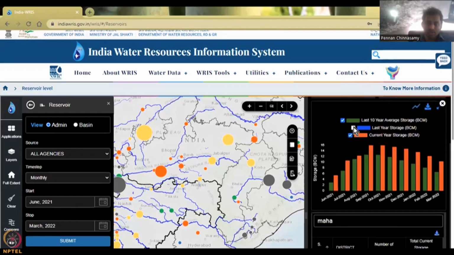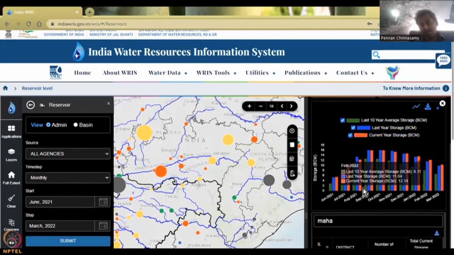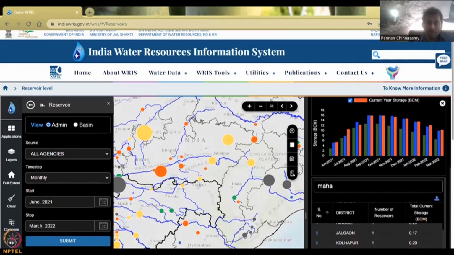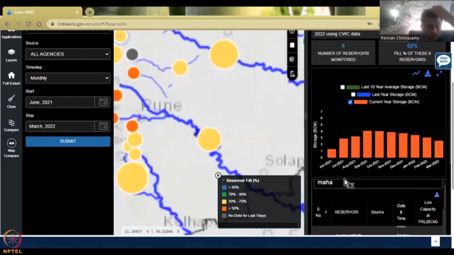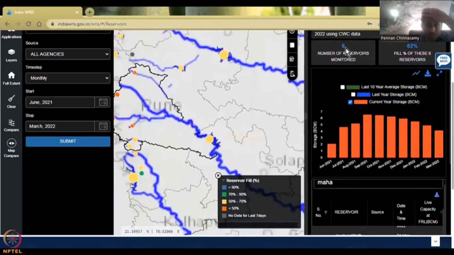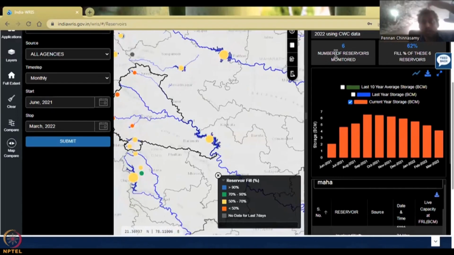Similarly, you have the last 10 years data, the last year storage data, and the current year storage data, which has been mapped here for the date. All this agrees that you have good data for reservoir storage at a daily interval. Underneath, you can also see the districts and where the districts are high with groundwater storage and also the tank storage systems. I'm going to click Pune because Pune has a lot of reservoirs, at least 6, and it is highly full compared to the overall average. Overall was 48 and 42 percent respectively, and just in Pune you see 62%.